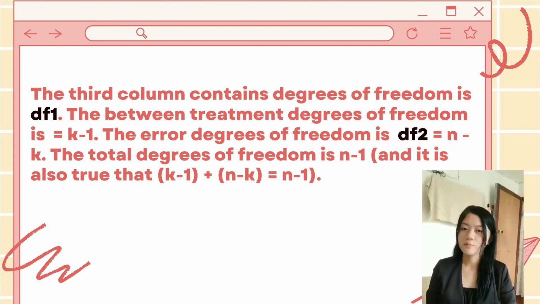The third column contains the degrees of freedom. The between treatment degrees of freedom, df1, is equal to k minus 1. The error degrees of freedom, df2, is equal to n minus k. The total degrees of freedom is n minus 1. It is also true that k minus 1 plus n minus k is equal to n minus 1.